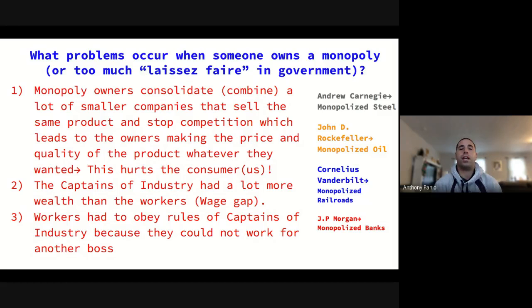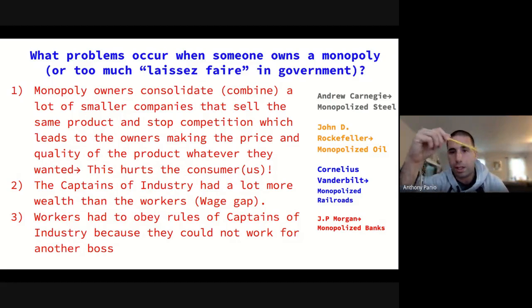So monopoly owners can combine a lot of smaller companies that sell the same product, which stops competition. If no one else is selling the same product, we talk about the price, right? The quality is not going to be as good, and the price is going to be higher. Ultimately, this hurts us as a buyer. When we buy a product, we want to buy a product that is high in quality but low in price. We want to get the best possible product for us. If there are monopoly owners just making their own products and not going against other companies, that hurts us because it's going to cost us more money.